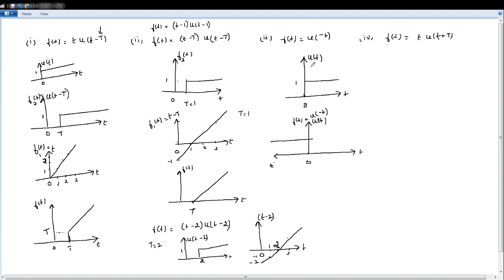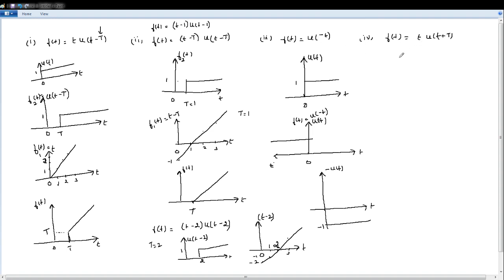Now, what is minus u of t? Minus u of t is multiplying u of t by minus 1. If you multiply the amplitude by minus 1, you get the amplitude as minus 1. So it will start from 0, it will go till infinity, but with an amplitude of minus 1.